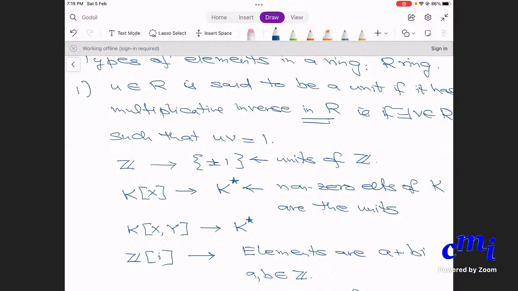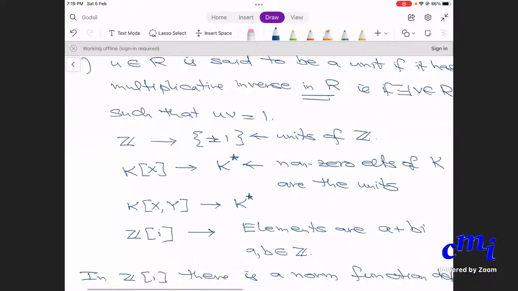The same number may be an element of several rings, and it may be a unit in some of them, it may not be a unit in others. It depends both on the element and on the ring in which you are considering. So this is the first definition, unit.